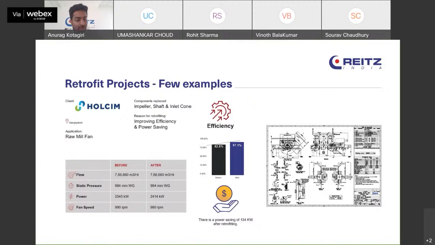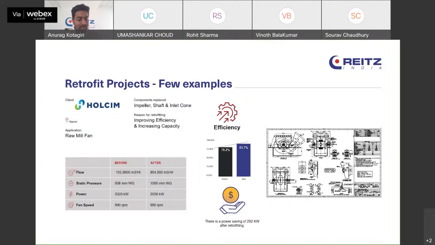Now, some of the examples I have for you here: we have done a job in Wholesome, Bangladesh, where we were able to maintain the same flow and the same static pressure, but we were able to give them a power savings of almost 134 kilowatt hour. We increased the efficiency from 82.8 to 87%, and this was done for a raw mill fan in Bangladesh for Wholesome.